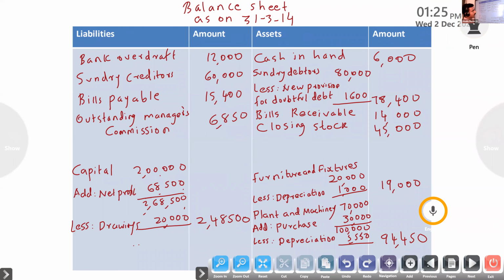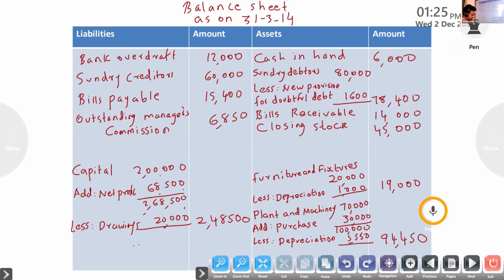How to calculate provision for discount on debtor? From debtor, you have to minus further bad debt. You have to minus provision for doubtful debt, then into percentage. Next, which one? Depreciation on motor car, profit and loss account debit side, from asset you have to minus.